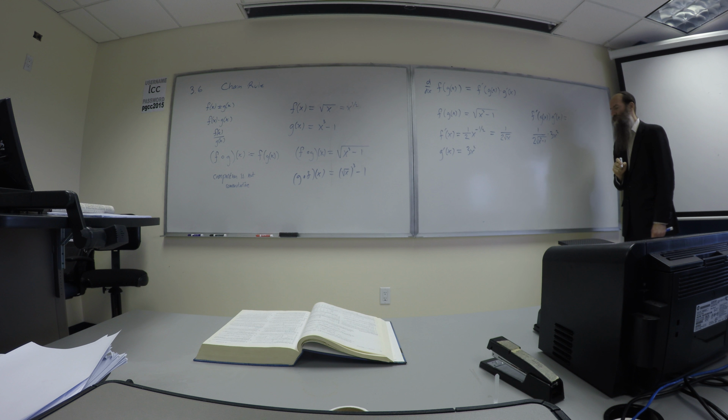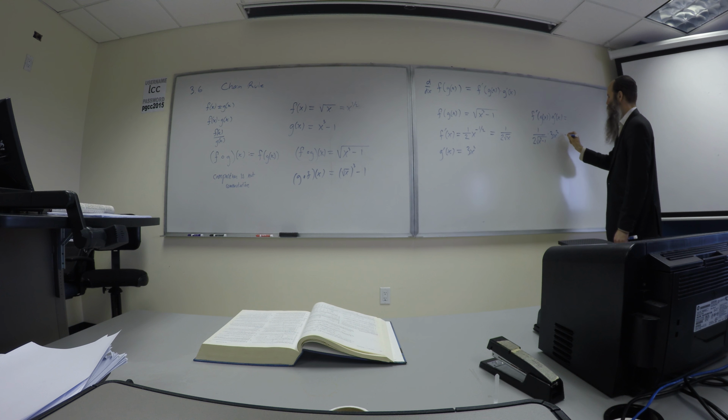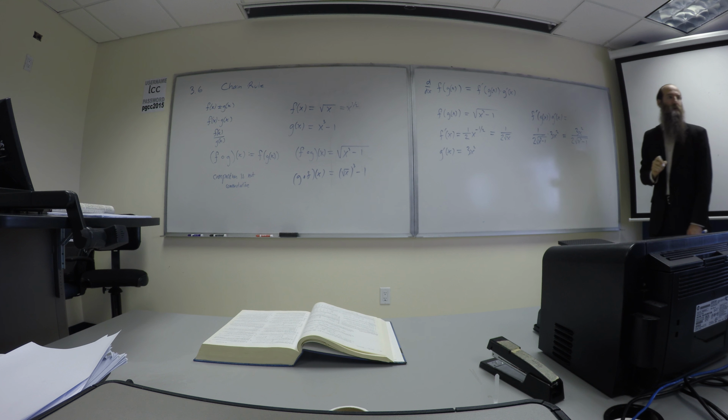Okay? We might make it look a little bit nicer. This is 3x squared above 2 root x cubed minus 1. There's our derivative of this particular composition.